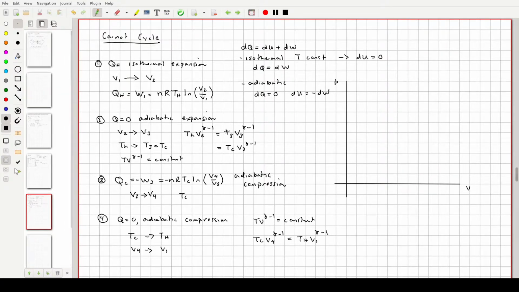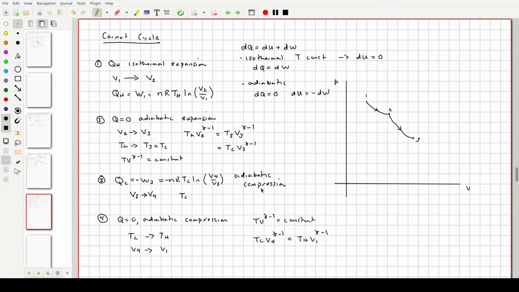So we start off, we'll say here, this right here is state 1. And we isothermal expand. Isothermal expansion looks a little bit like an exponential, like that. So we're going this way. Then we're adiabatically expanding. So as you can see, our volume's getting bigger. Now our adiabatic expansion is going to look something like this. So we're going from state 1 to 2, from state 2 to 3.